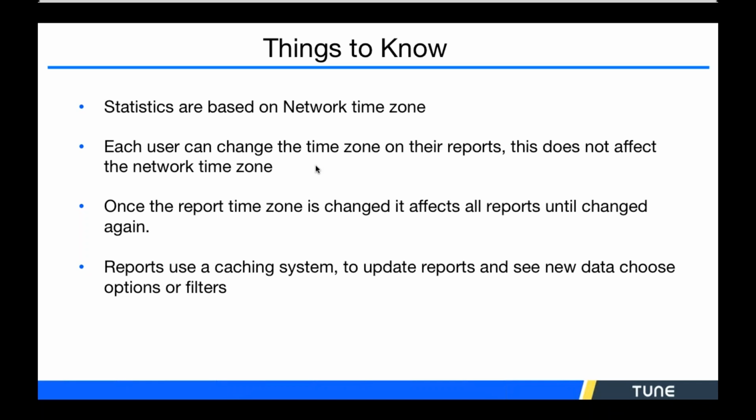We also use a caching system, which means that if you're running your reports over and over again, you may not see results update. In that case, what you would want to do is choose a different filter, such as an affiliate ID, affiliate sub-ID, something like that, and then run your report again. That'll break the cache and create a brand new report and should present you updated data.